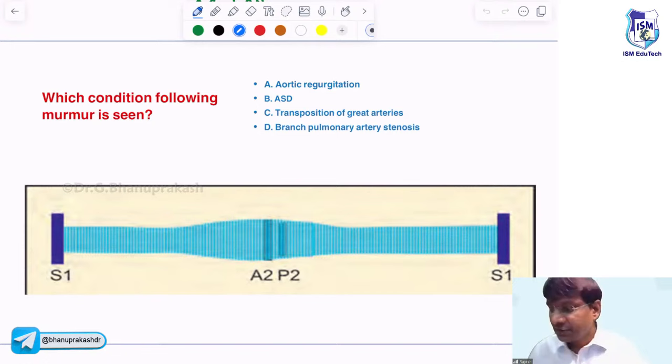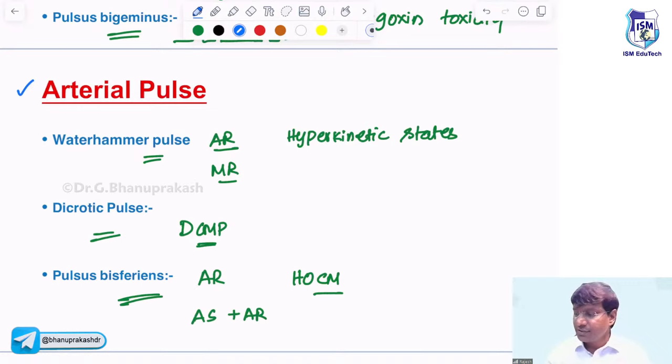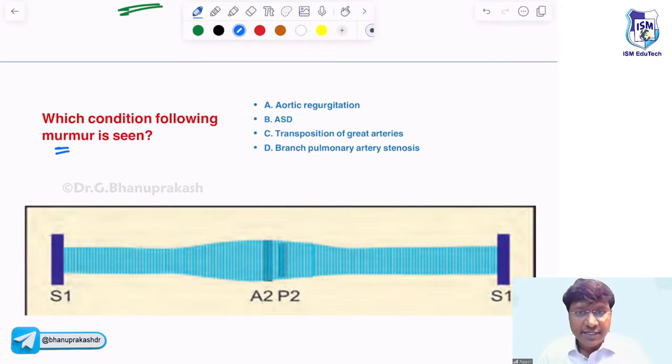In the previous session, I was discussing the arterial pulse in cardiology. In this session, I'll be discussing cardiac murmurs. Now, can anyone identify this particular murmur? In which condition do you have this murmur? Aortic regurgitation, ASD, transposition of the great arteries, or branch pulmonary artery stenosis? Any one of you?